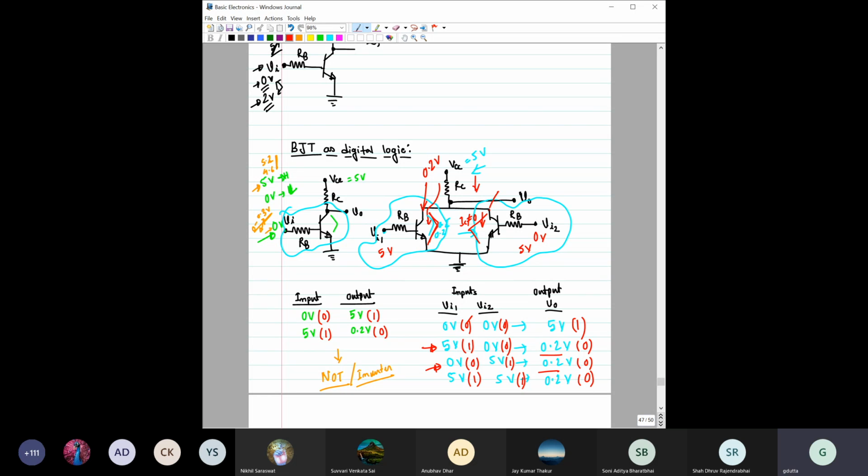Am I right? No, the current will not change because current will depend on this VCC value. Current through this RC will depend on VCC and this voltage only, and this voltage is not changing. This is 0.2. So the current through this RC will not change, neither for this, nor for this, nor for this. Isn't it?